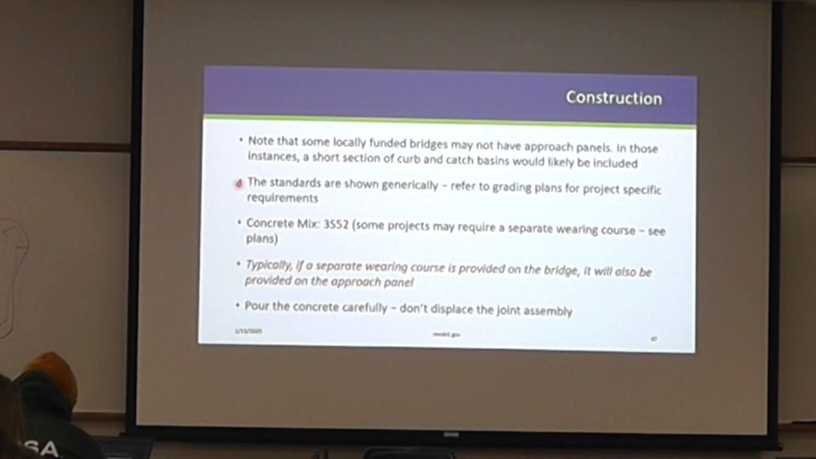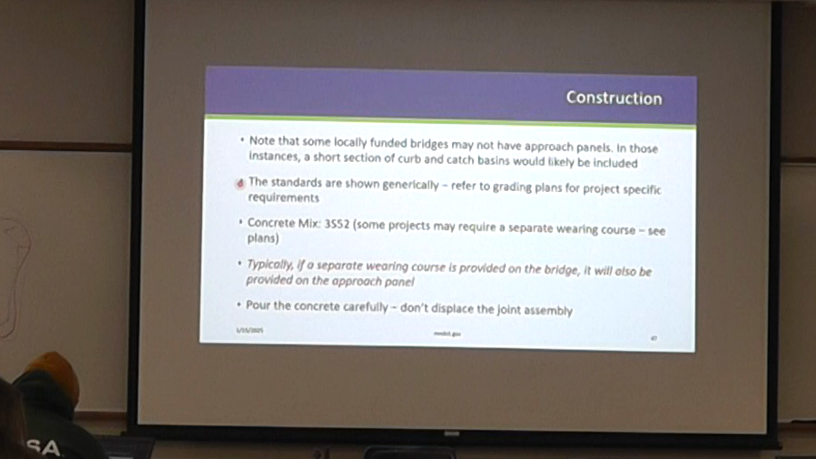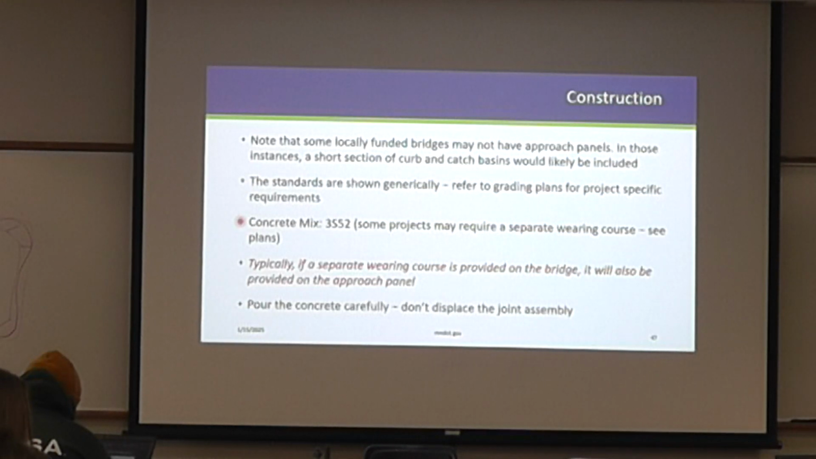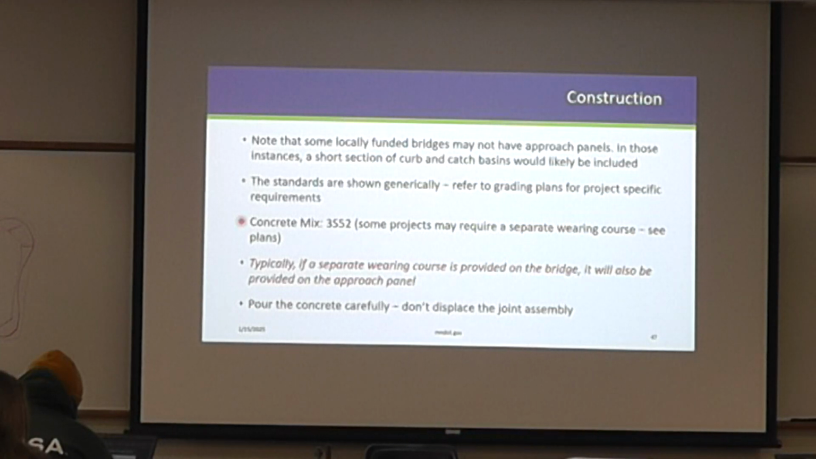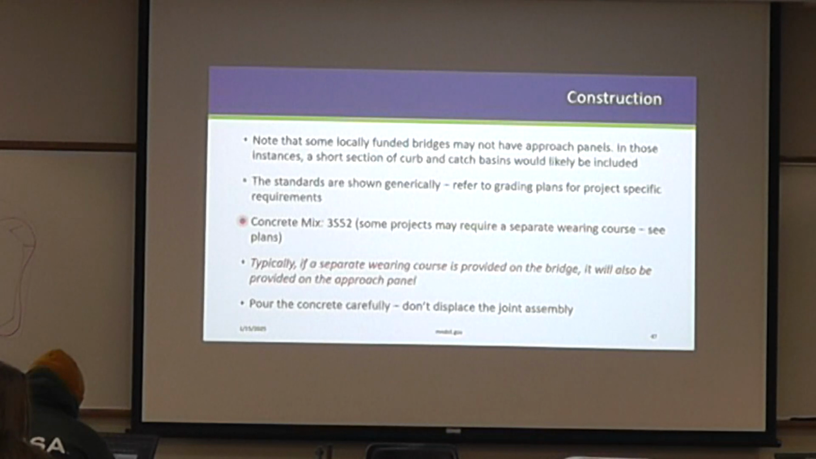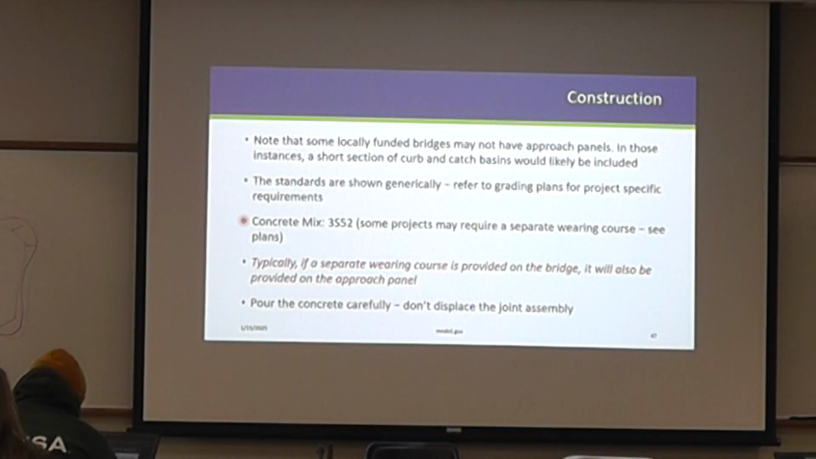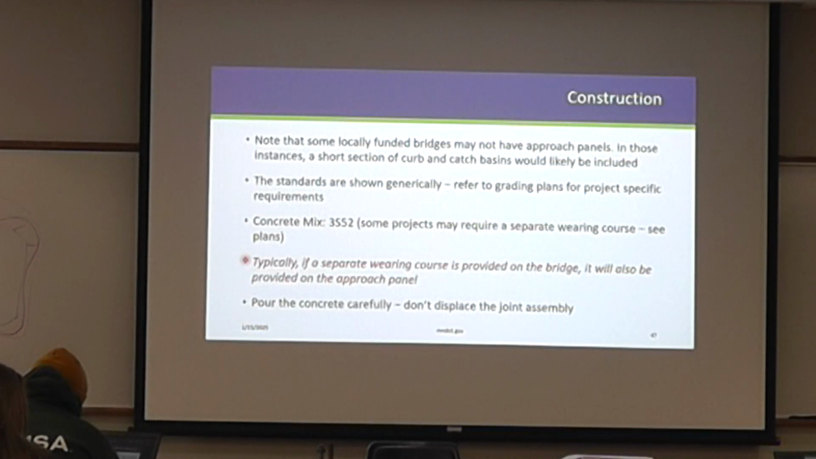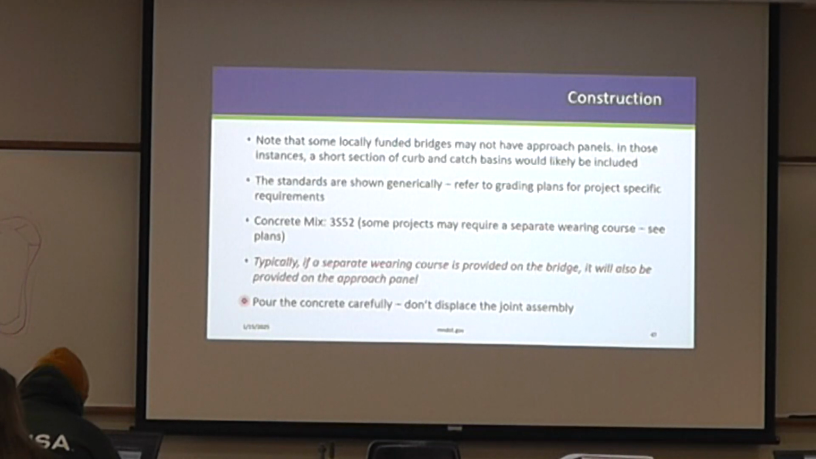Yeah, the standards are typically shown generically, so I'd refer to grading plans for any project-specific requirements. The concrete mix used for these should be 3S52. And I'll note that some projects might require a separate wearing course, as shown in the plans. And to your point, typically if the bridge has a separate wearing course, the approach panels will also have a separate wearing course. It's not always the case, but I think 99% of the time it is. Then just pour the concrete carefully, and don't displace the joint assembly.